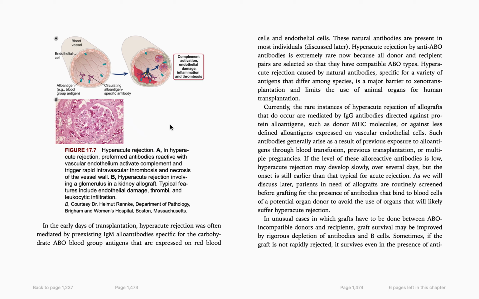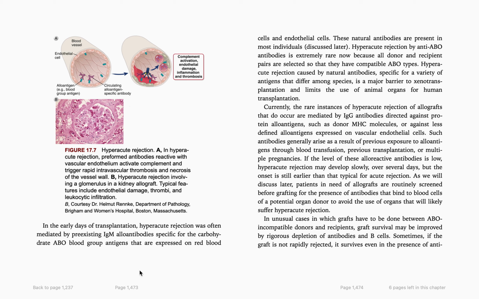So we see the structure. This can be hyperacute rejection, and A is hyperacute rejection. Preformed antibodies react with the vascular endothelium. You see the antibodies activate complement and trigger rapid intravascular thrombosis and necrosis of the vessel. In B, the hyperacute rejection involves a glomerulus in a kidney allograft. Typical features include endothelial damage, thrombi, and leukocytic infiltration. So here we have complement activation, endothelial damage, inflammation, and thrombosis, caused by allogeneic-specific antibodies.